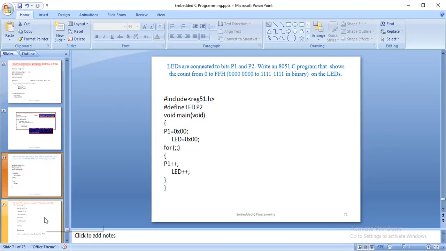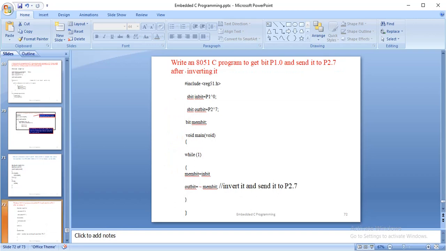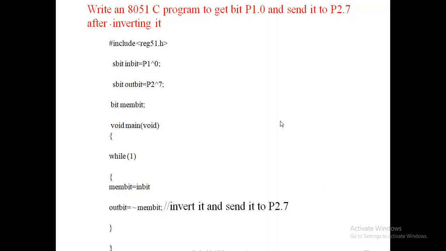The next, the final program of IO port programming. It is a beautiful one, why? Because it has 32 IO lines. You can connect any input and output devices with the help of these 32 IO lines. Write an 8051 C program to get bit P1.0 and send it to P2.7 after inverting it.